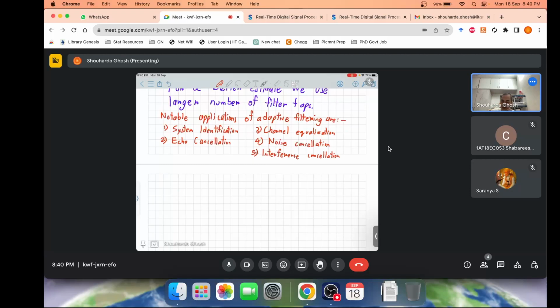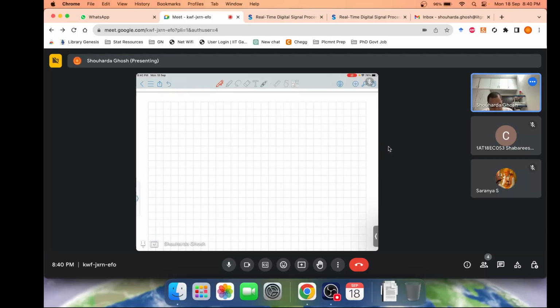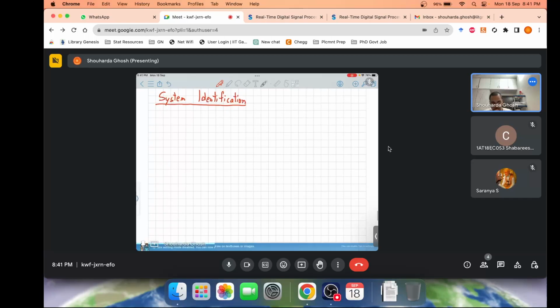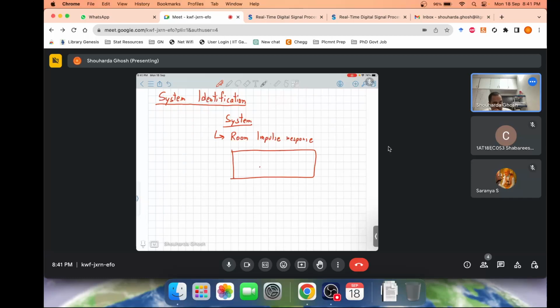Okay, so now I will talk about system identification. So what happens in system identification? Okay, let's suppose you have some kind of a system. What can that system be? That system can be, let's suppose, your room impulse response. Okay, what happens actually in your room impulse response? So let's suppose there is a sound source and you are standing over here.